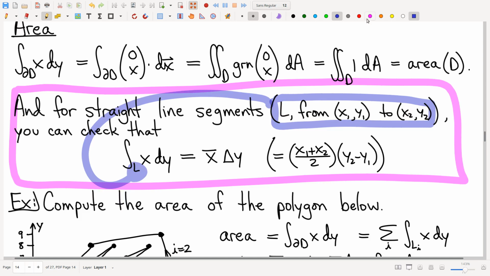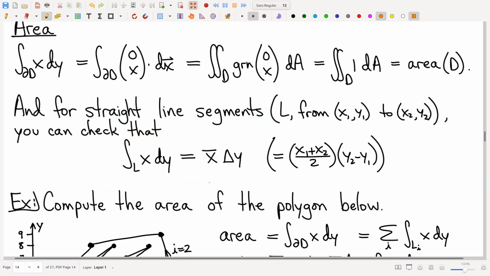And what you will find is that the line integral is computed by this formula. It's the average value of x times the change in y. So specifically, notice this right here, x1 plus x2 over 2, that's just the average of these x coordinates. So the average value of x. And then y2 minus y1 says how much did y increase from the first point to the second point. So really compact, really handy-dandy little formula.